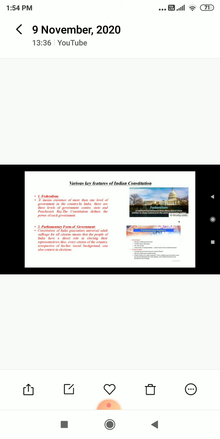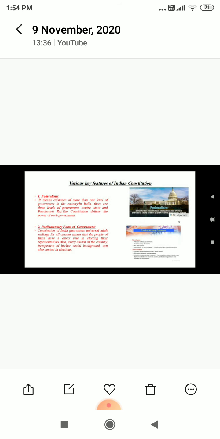Nowadays, modern democracies have the parliamentary form of government. It means the form of government in modern democracies is chosen by the people by electing their representatives. Also, every citizen of the country, irrespective of his or her social background, takes part. It means while choosing our government, the country is providing equality without discriminating on social background.